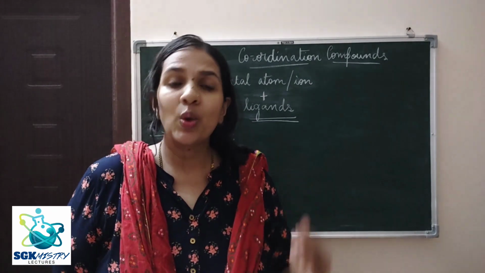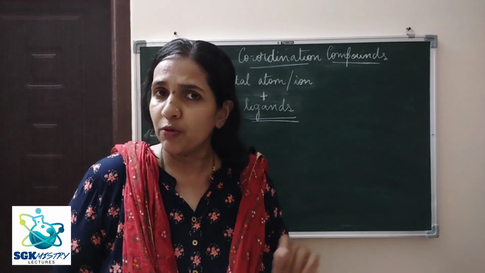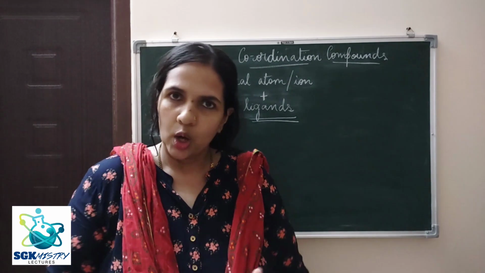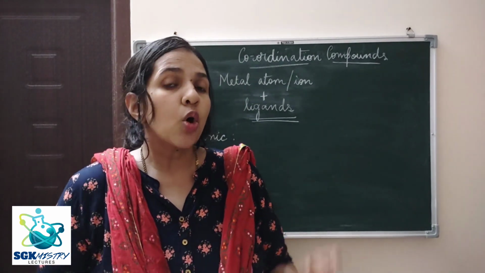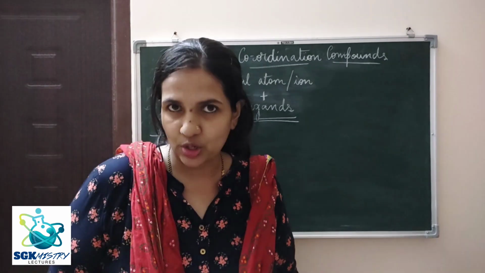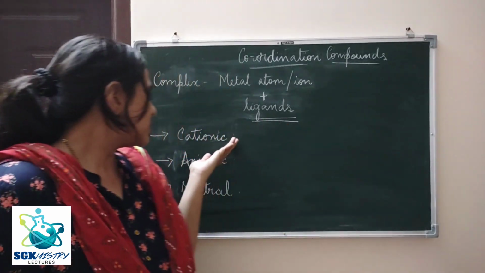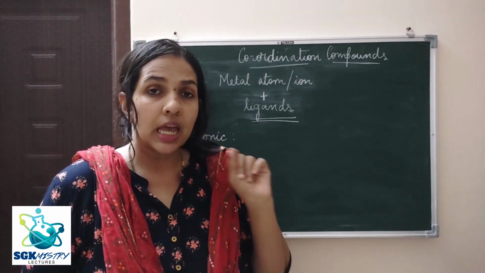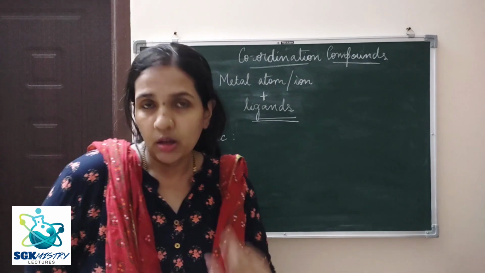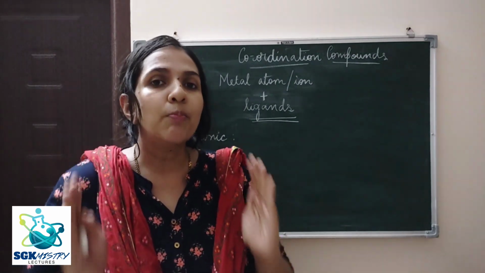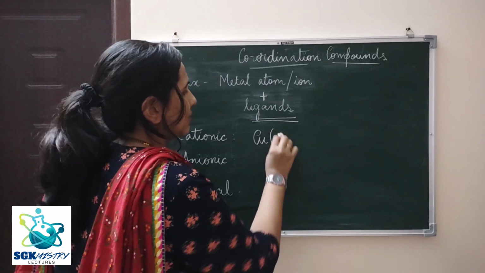Based on this we have three basic types of coordination compounds. Before understanding that, we should also know that coordination compounds as a whole are neutral, but based on the type of the charge that is present on the complex, we have three types. First one is cationic complexes, in which the complex ion is carrying a positive charge. So let us take the example of cuprammonium sulfate.